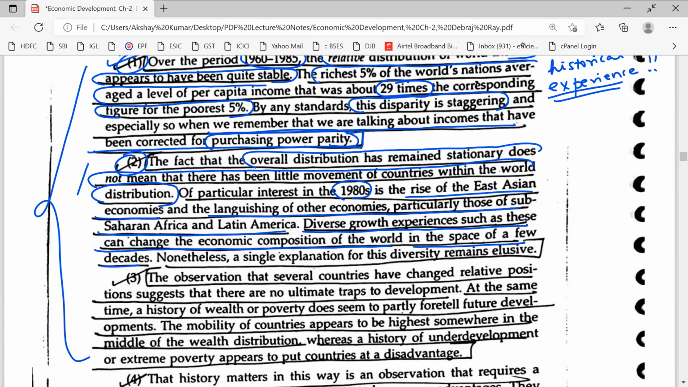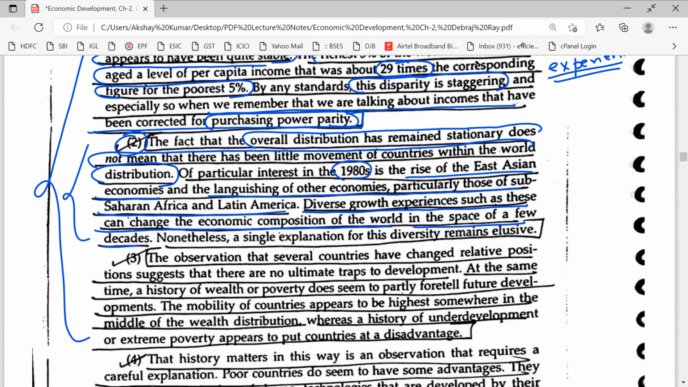Okay, so this point is telling us that even though the world distribution has remained stable, the overall distribution of income has remained stable, but there has been a significant movement of countries if you look at the mobility matrix. So, hoping students have understood this.